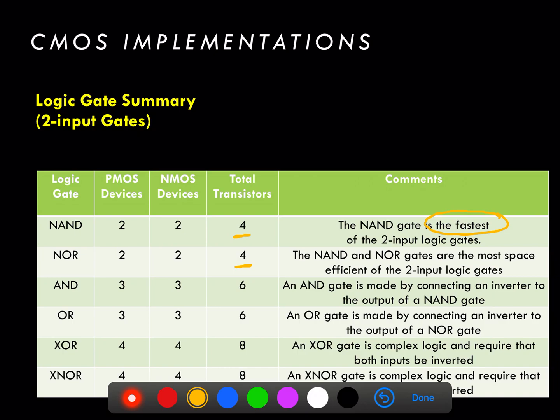An AND gate requires inverting the output of a NAND gate, hence it takes 2 more transistors than a NAND gate and is a little bit slower. And likewise, the OR gate is a NOR gate followed by an inverter, which also makes it slightly slower than the basic NOR gate. XOR and XNOR gates, we've looked at one implementation of an XOR gate, but in general both types of gates are complex logic and require that both inputs be inverted, which increases the total number of transistors if we take into account the inverters that are involved.